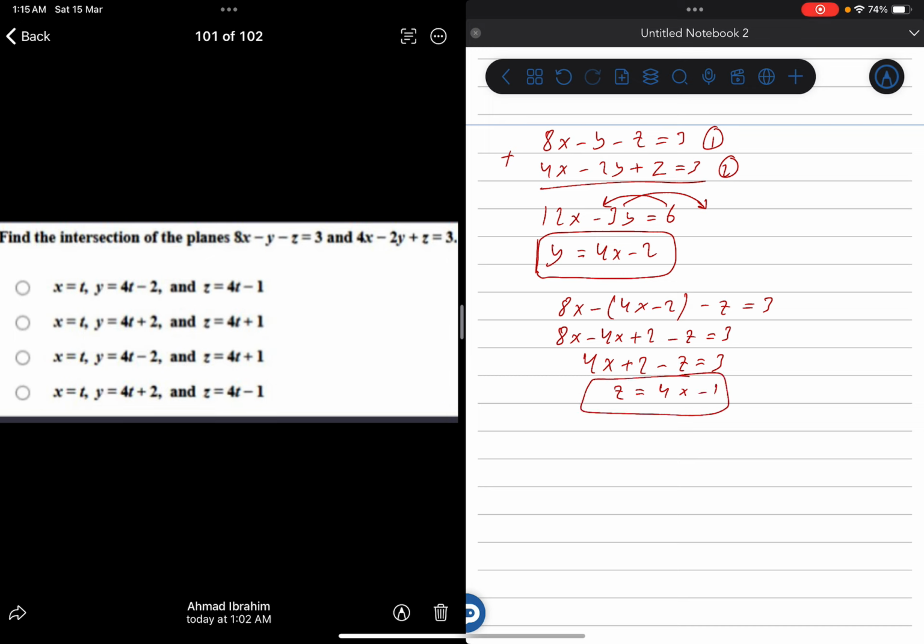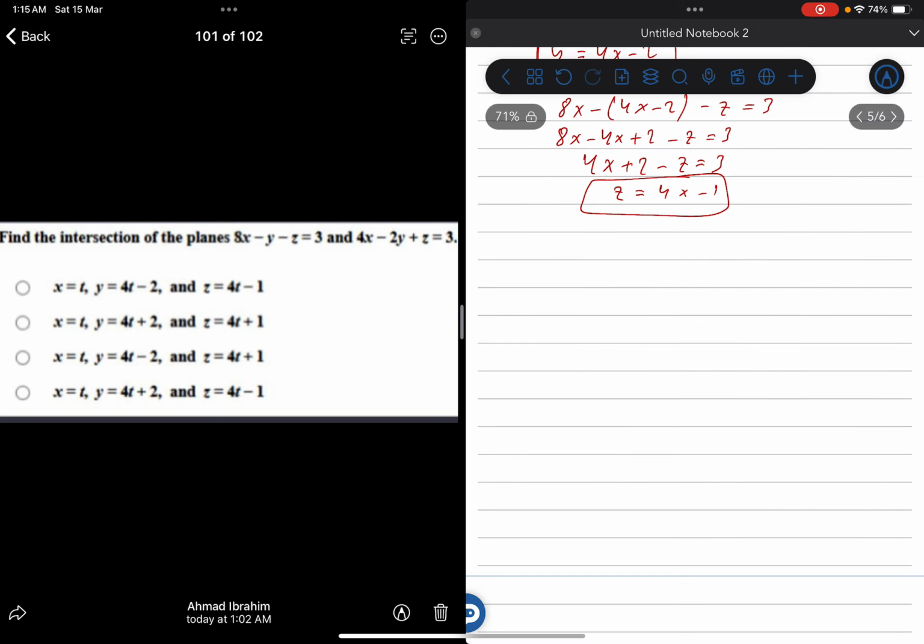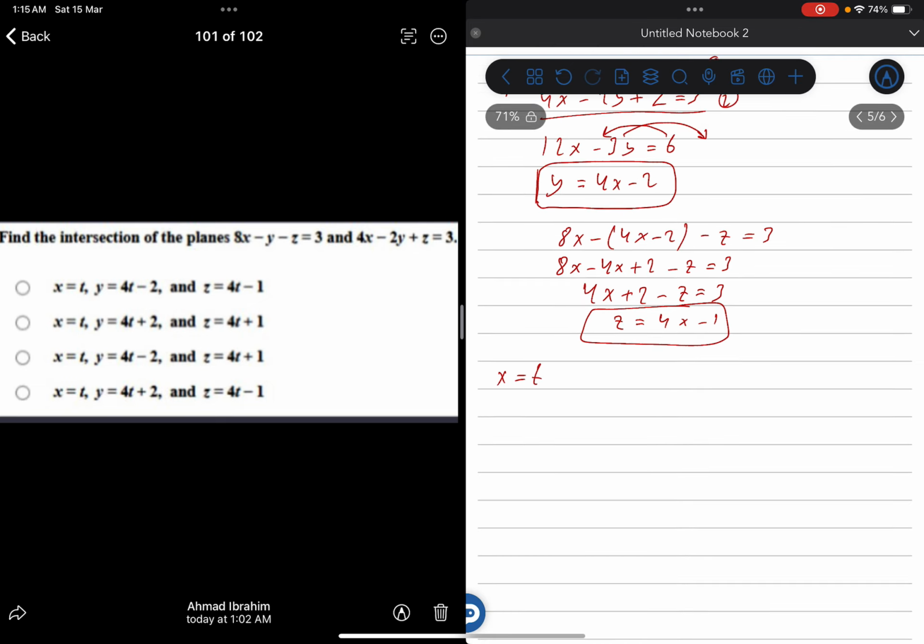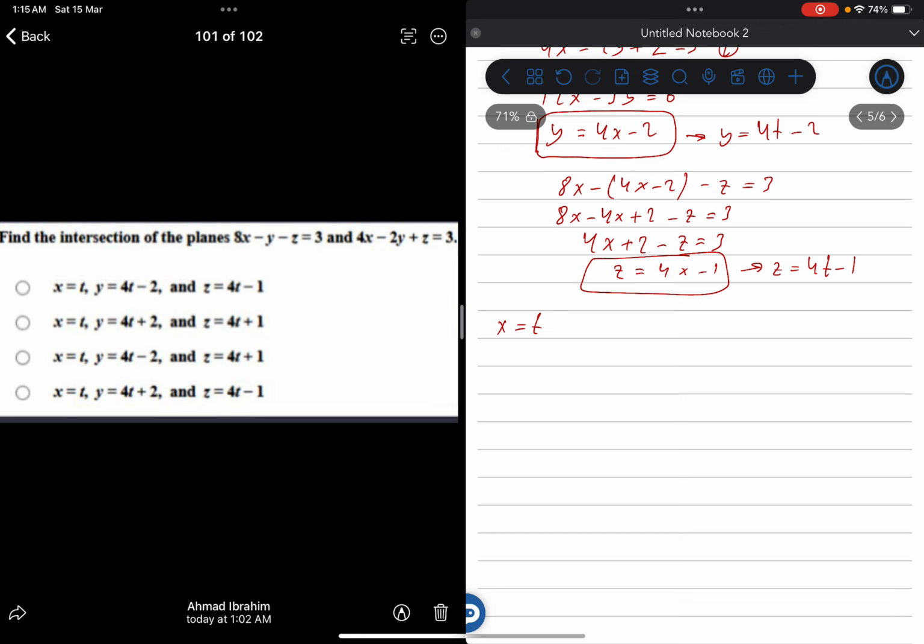And then express the solution in parametric form with x equal t. So we can replace x with t, and here also. So we end up with x equal to t and y equal 4t minus 2 and z equal 4t minus 1. So the answer is option 1, first option.